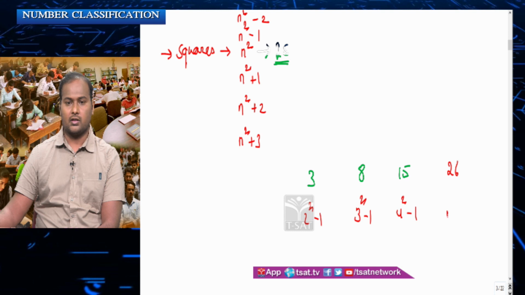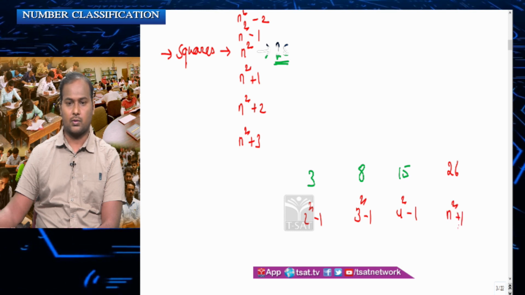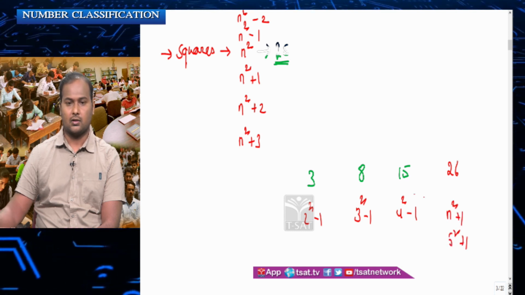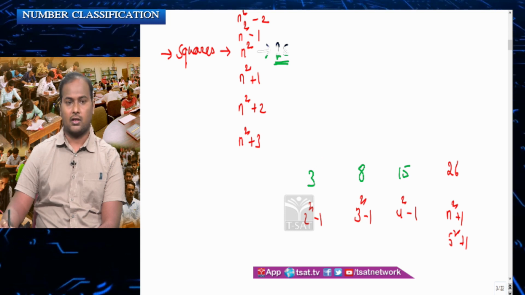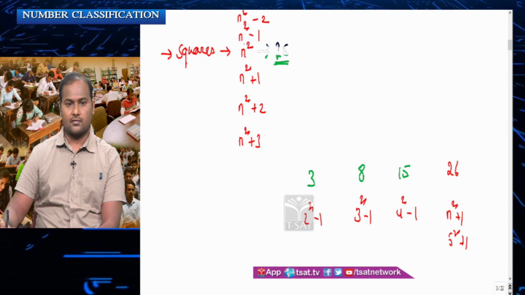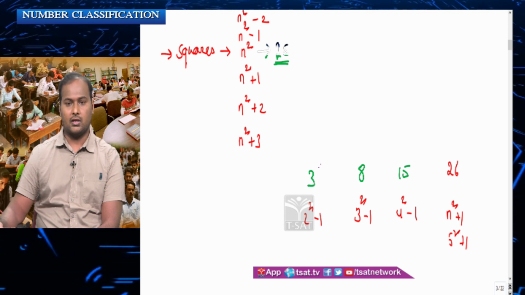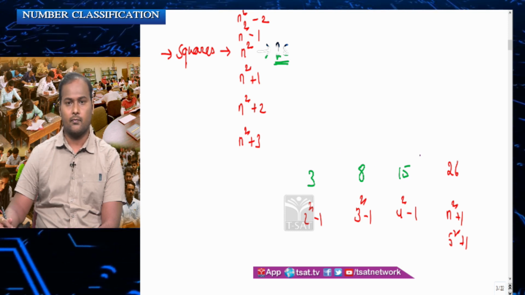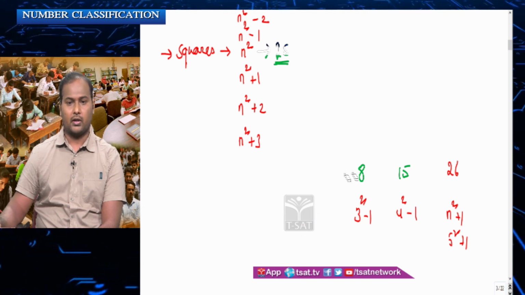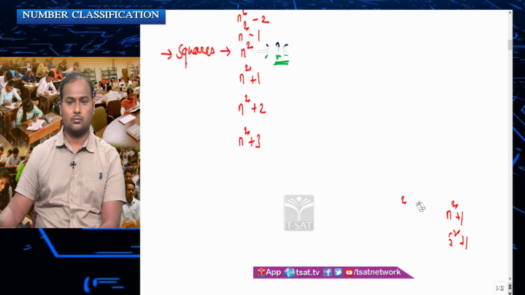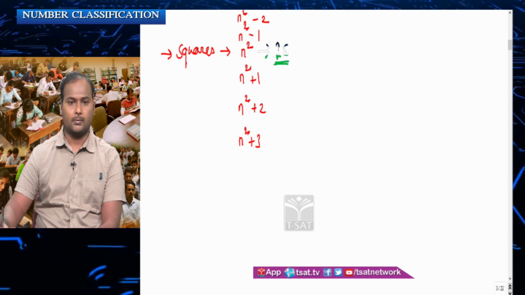The moment it is 26, the answer will become n square plus 1, that is 5 square plus 1. This kind of differentiation is also possible. So what I mean to say is that the values of squares and the values near to the squares are very important. Generally in your notes, you make a note of all n square values till 25.